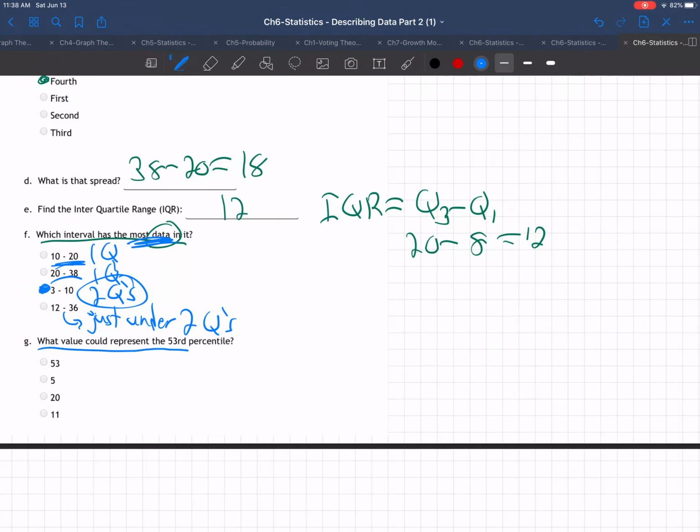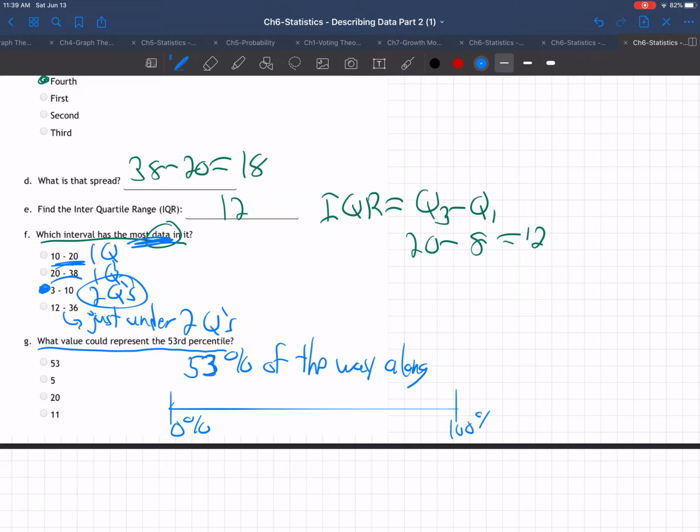What value could represent the 53rd percentile? Now, 53% of the way along. That's what a percentile means. It means if you order the data values from bottom to top, you say this is the 0 percentile, this is the 100 percentile, this is like 50, then 53 is just past halfway. So which data value could be just past halfway?